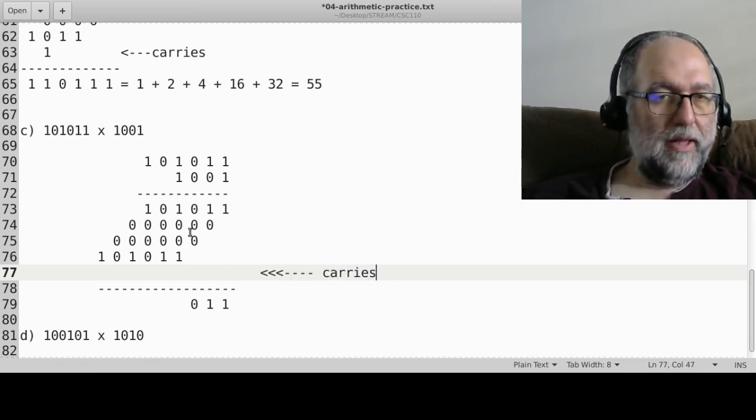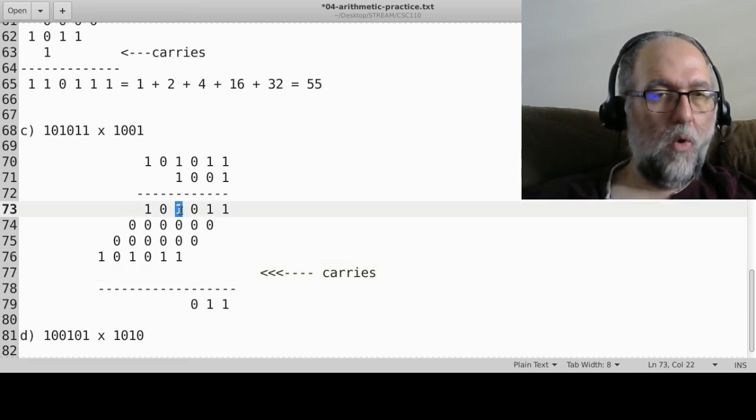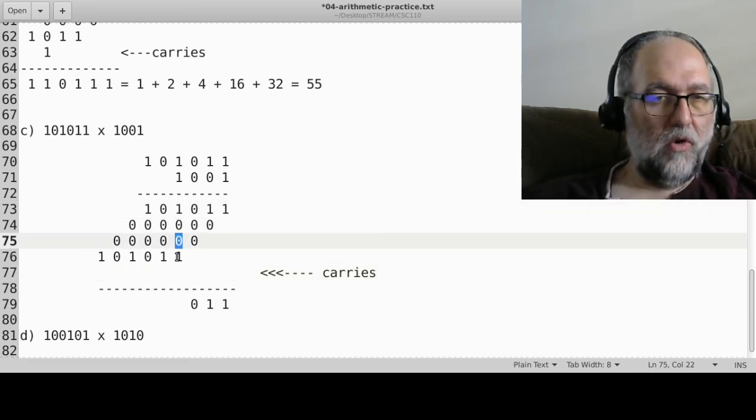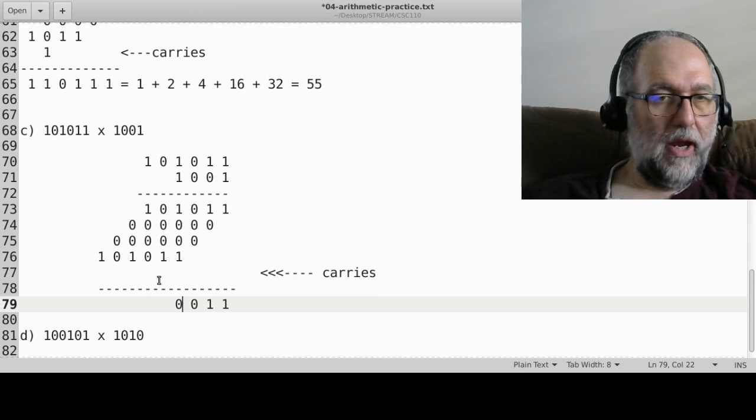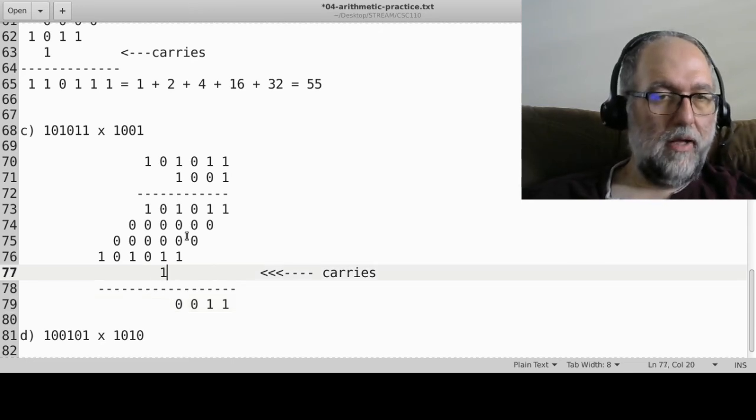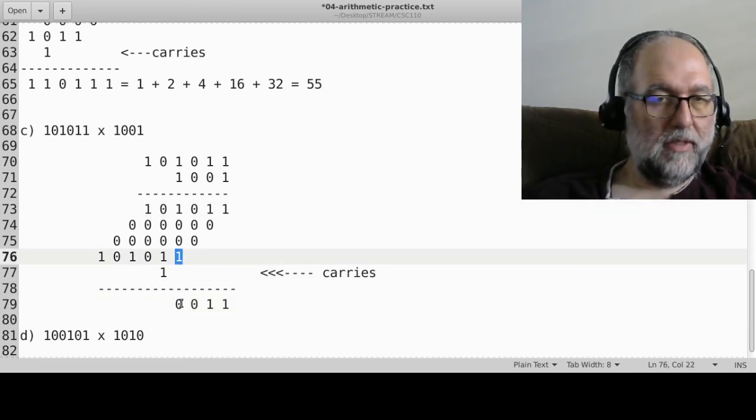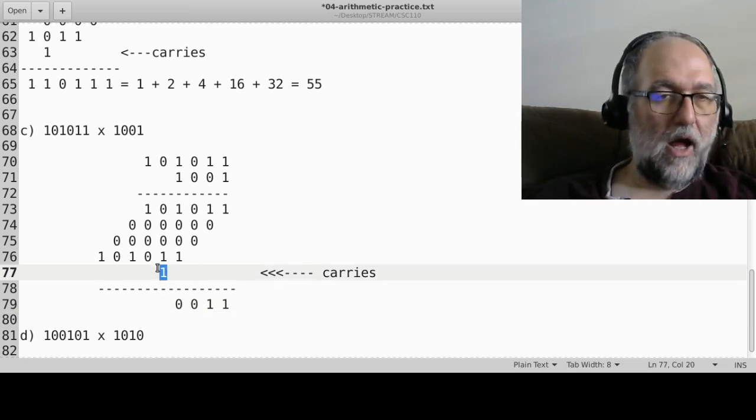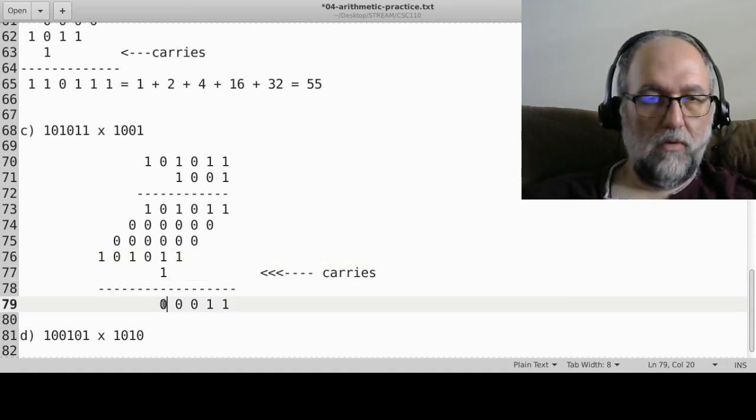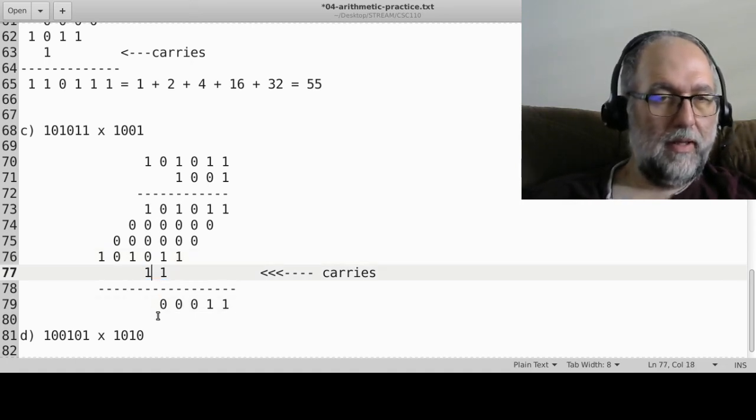Okay, so now we're in the 8's column. So we go 1 plus 0 plus 0 plus 1. That's basically just like 1 plus 1, and 1 plus 1 is 0 carry 1. So once again, 1 plus 1 is 0 carry 1. And now in the next column over, we have, again, a 1 plus 1, which is going to give me a 0 carry 1. Like that. And then I'm going to have a bunch of zeros there, which I skip, and 1.